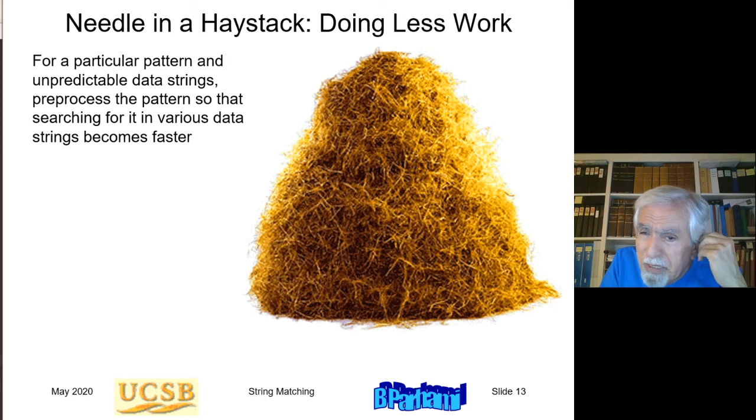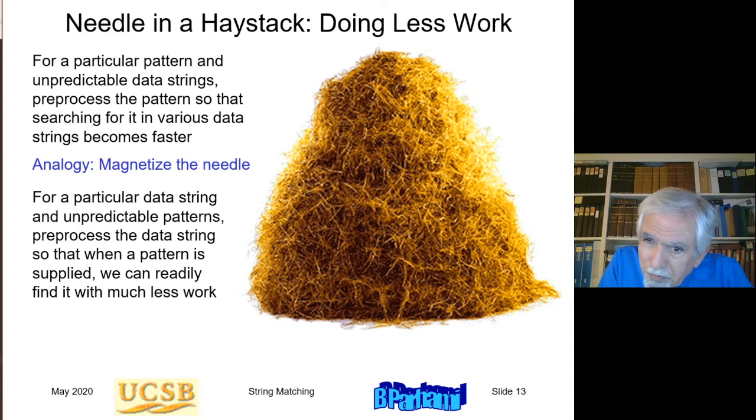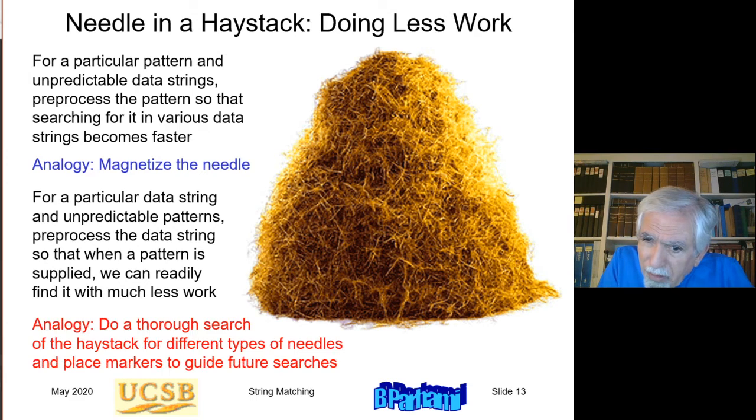So if there is a particular pattern that you search for very often, let's say you do frequent searches for UCSB, okay, find information about UCSB. So that's a fixed pattern that you are interested in, but you want to search for it in different data strings. Then there is a method that allows you to do less work, the analog of magnetizing the needle. Okay?